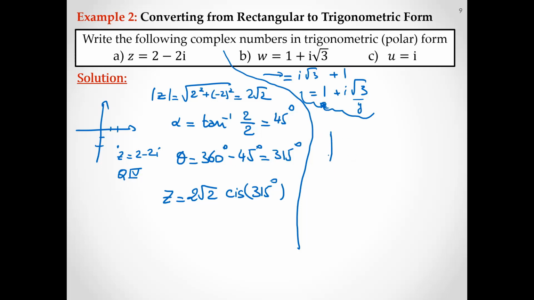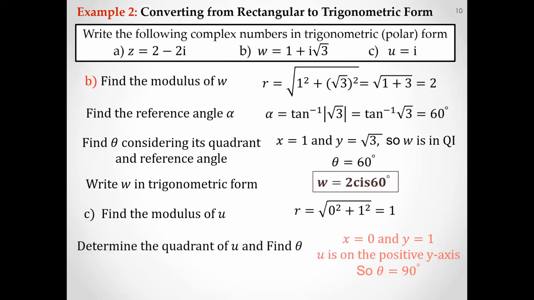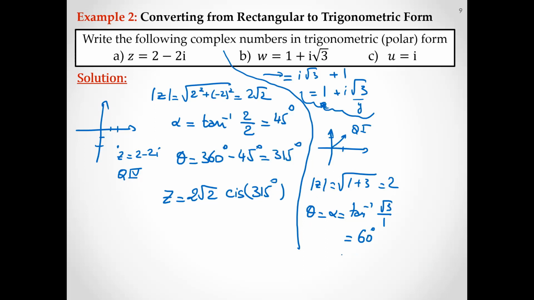So here we are in quadrant 1, root 3. So we are in Q1. The modulus is root of 1 plus 3, which is 2, and the argument theta here is the same as alpha, which is tan inverse of root 3 over 1. What is tan inverse of root 3? It's 60. So z is 2 CIS 60 degrees.